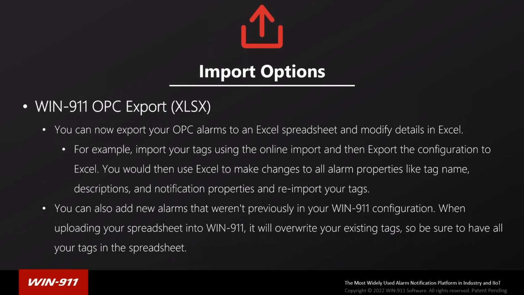And then kind of similar to that is the OPC export, except that this is the full configuration of a tag. So it's not just the item ID and the name, it's the whole configuration. There are different ways you can do this. If you import all your tags in through the online import, you can then export it to this Excel file and then modify it in Excel to do what you want, and then import it into Win911. You can also export an empty Excel file, and then just manually add all your tags into the Excel file, putting in the configuration and everything in there. So you could do it those 2 different ways.